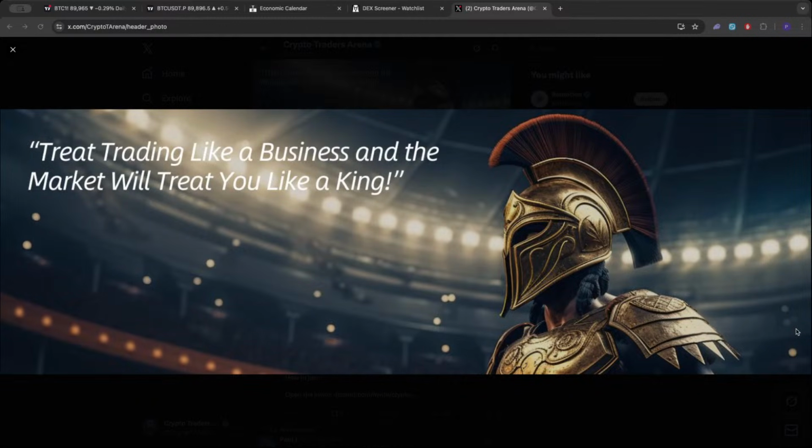Someone please tell me if we have sound, if you see the image. For the moment we have the big image on Crypto Traders Arena.